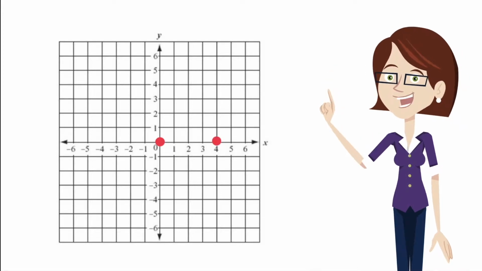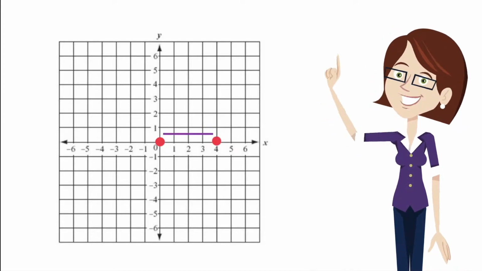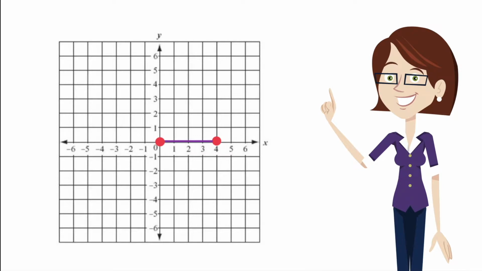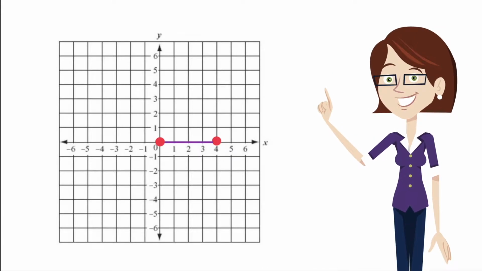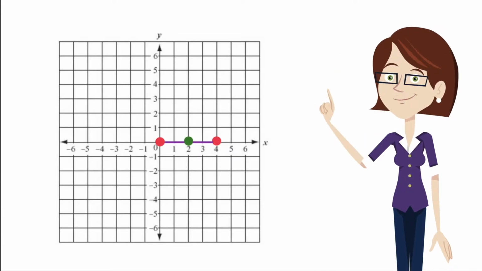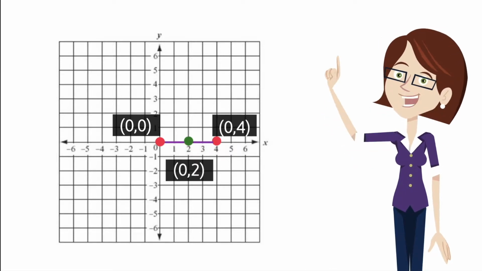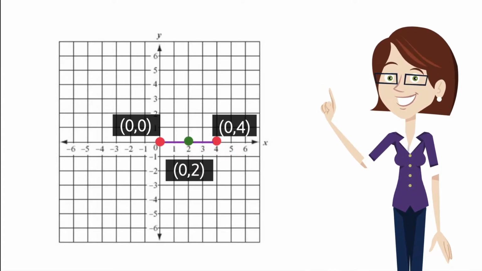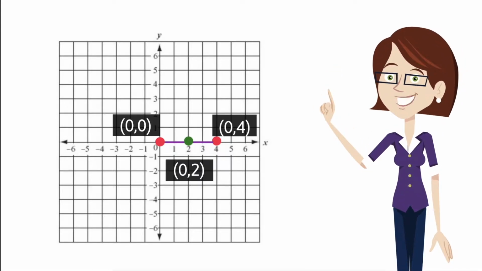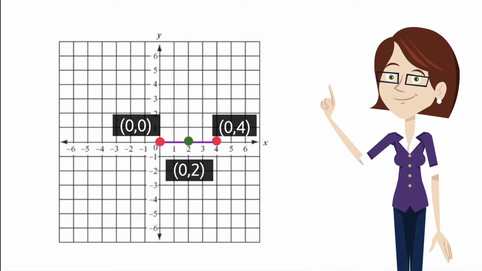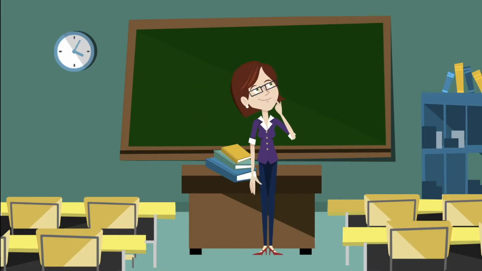Take a look at these two coordinates, A (0, 0), which is the origin, and B (0, 4), and draw a line segment. So now, do you know what the midpoint of this is? Obviously, it's here, (0, 2). Why? Well, because from (0, 0) to (0, 2), it takes 2 spaces, and from (0, 4) to (0, 2), it also takes 2 spaces.